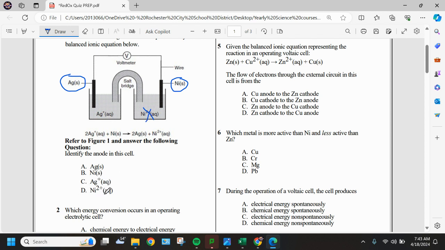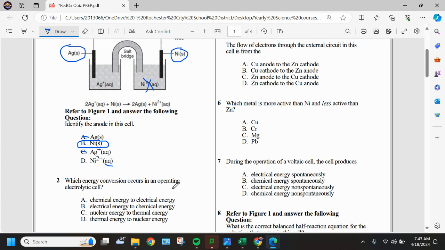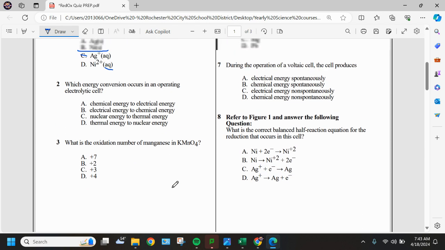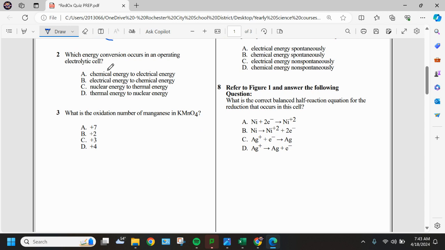This is a liquid, an aqueous. We know it's not silver. We got to choose between the two nickels. And it's going to be the solid piece. That's what an anode is, or a cathode. They're both the solid pieces.